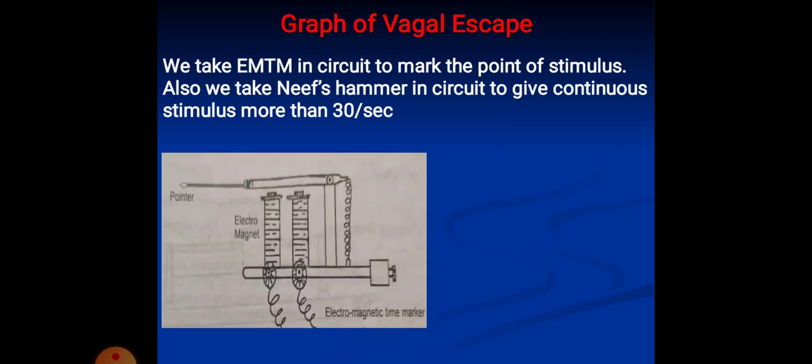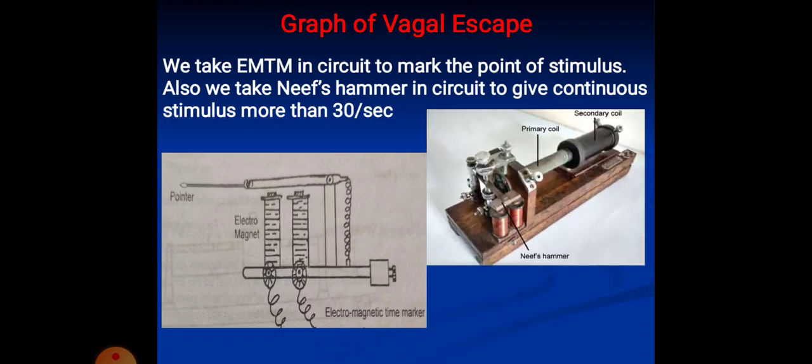So you can see this is the EM-TM, and in the next diagram what you see is the one to which two small coils have been attached. That's the Neves hammer. We will see what we are taking in circuit when we study instruments in detail. So what is happening, first we record the normal cardiogram, and at the EM-TM point, here there is no marking on the graph. So at this point you can see we start stimulating the vagus.